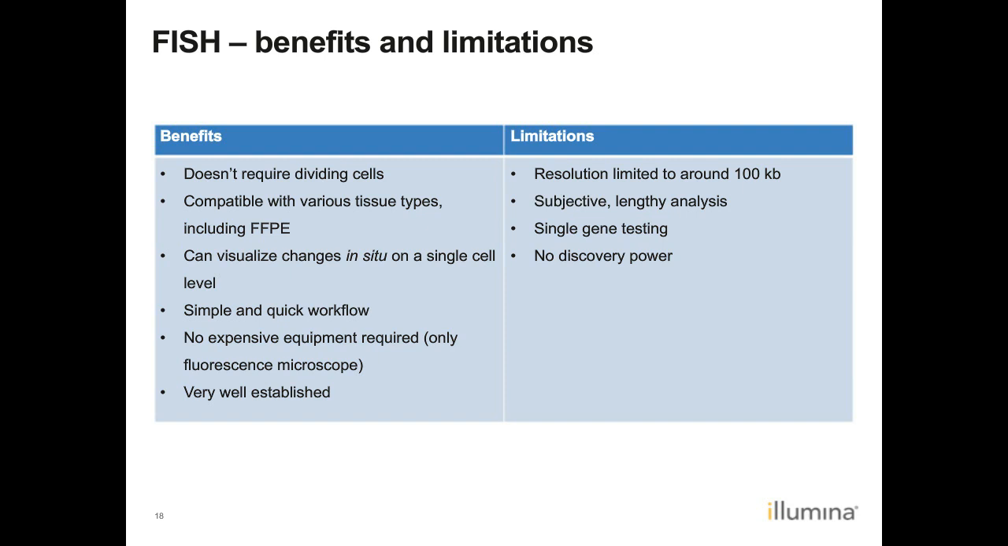The biggest disadvantage is the analysis, which is time-consuming, subjective, and requires a lot of experience. Typically, 2 independent analysts review the signal patterns and then compare findings. The resolution is much better compared to karyotyping, but it is still limited to around 100 kb. FISH only offers single gene testing, which can either be done sequentially or simultaneously, but in any case, there is very little room for multiplexing. FISH has no discovery power, only showing the status of genes directly targeted by probes.